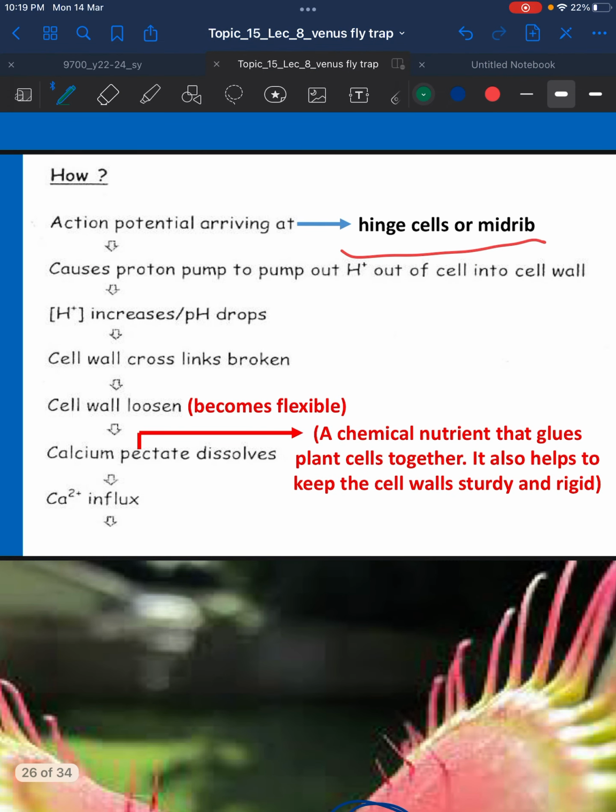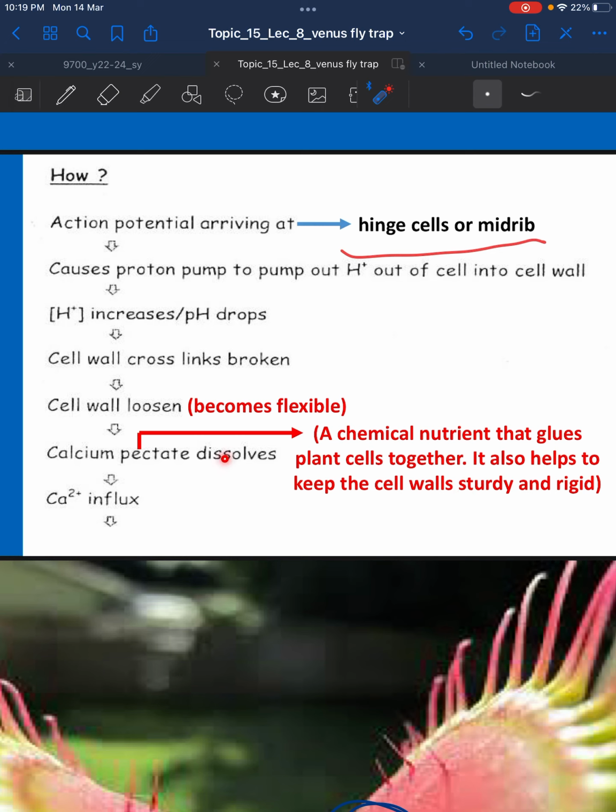Okay, so let's have a look again here. So pH drops, cell wall cross-link broken. We have a look at the cross-link later on. Cell wall loosens, becomes flexible. Calcium pectate also dissolves. This is like glue, a chemical nutrient that glues plant cells together, especially between cellulose cell walls. Remember, between cellulose cell walls there's a middle lamella, and the middle lamella has calcium pectate. Yeah, it also helps to keep the cell wall sturdy and rigid.